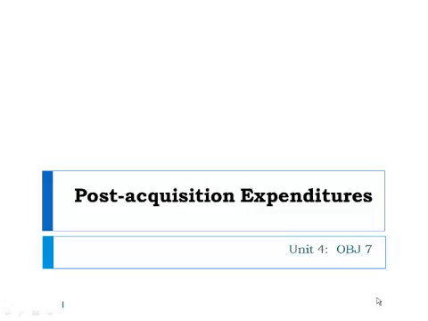Welcome to Objective 7 in Unit 4 of Accounting 3310. In this objective, we'll look at post-acquisition expenditures. What this means is that when a company acquires assets, there may be expenditures that occur after the asset is already owned and already put in place. What are those expenditures?